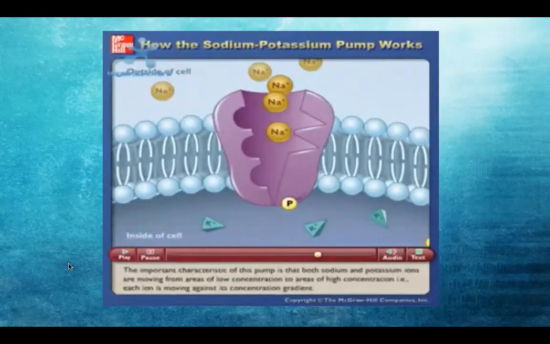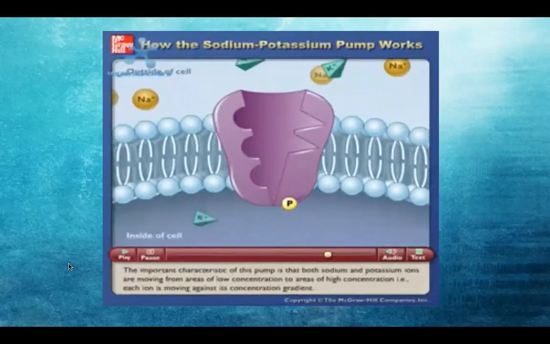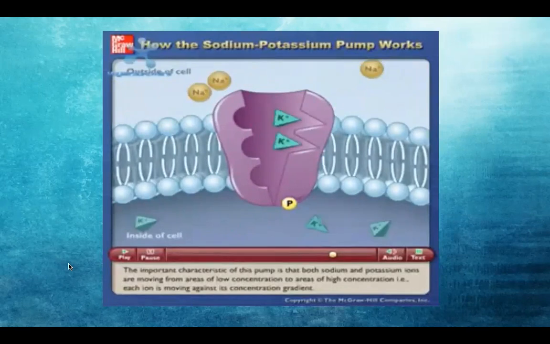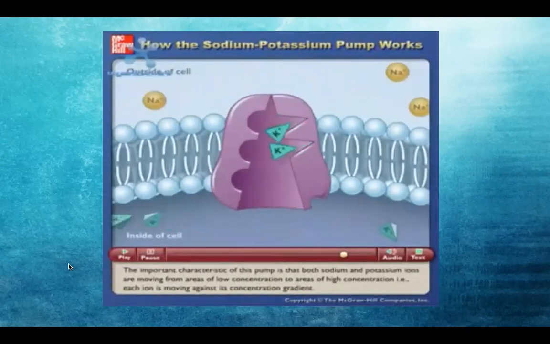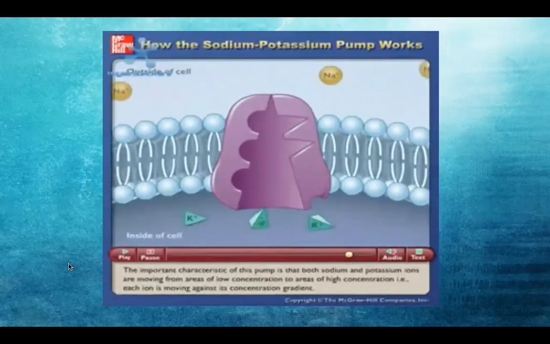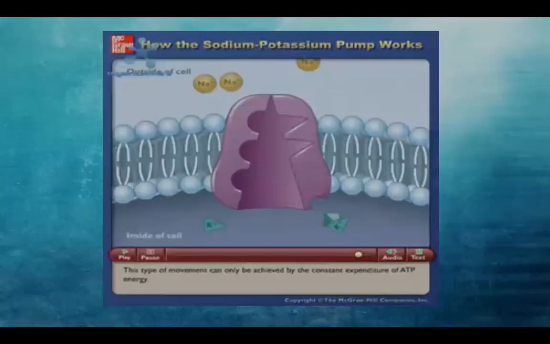The important characteristic of this pump is that both sodium and potassium ions are moving from areas of low concentration to areas of high concentration. That is to say, each ion is moving against its concentration gradient. This type of movement can only be achieved by the constant expenditure.